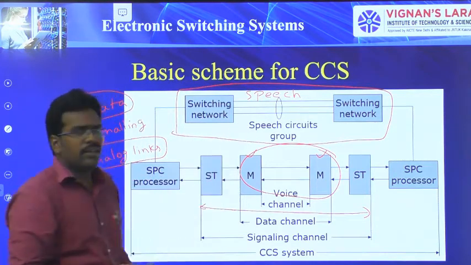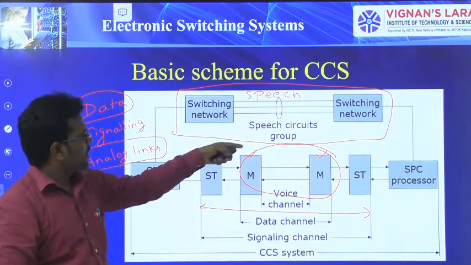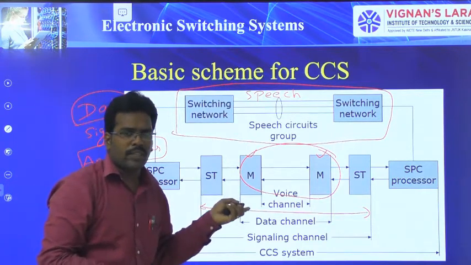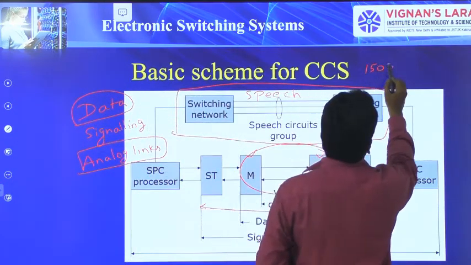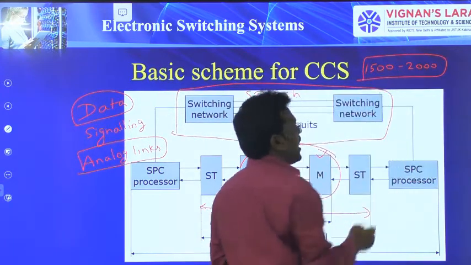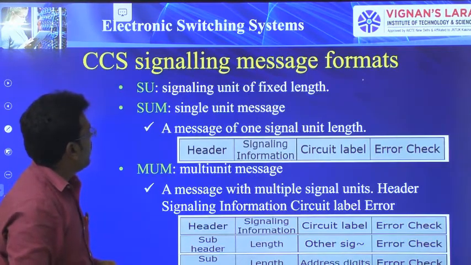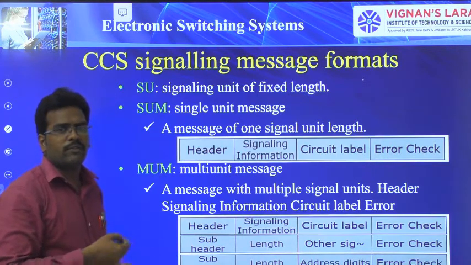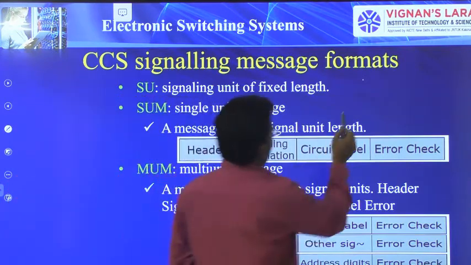Here we are using some dedicated wires or links, analog wires, for speech transmission. These speech circuits depend upon the capabilities. In the last topic we saw that it can support 1500 to 2000 speech circuits, which can be handled by this signaling system. And we already saw that it supports message formats. So to transfer the information, it uses message formats. Here we call it a signaling unit.